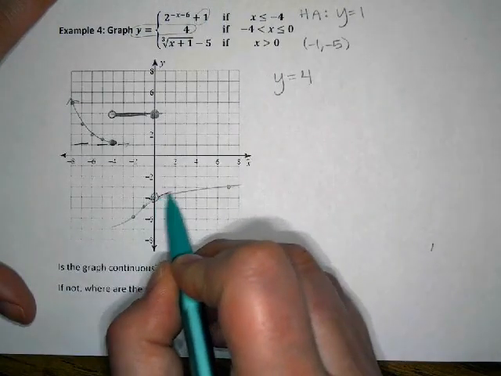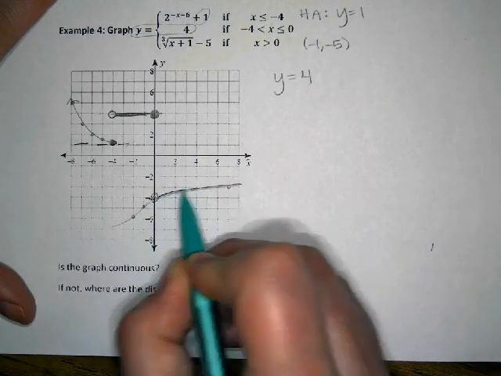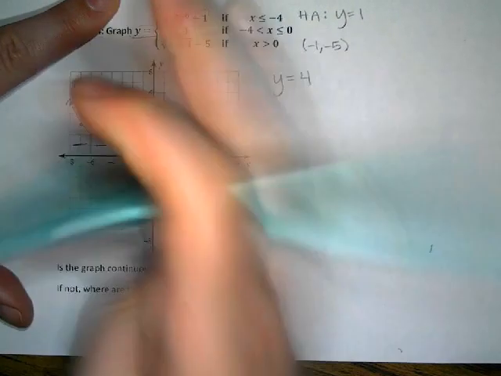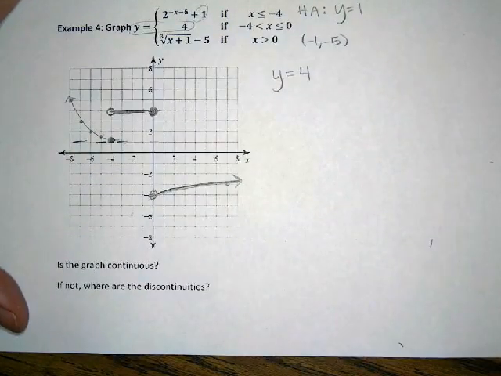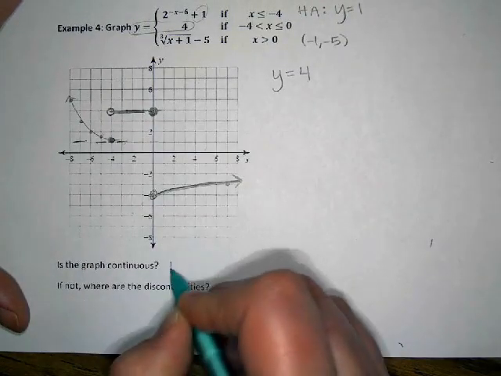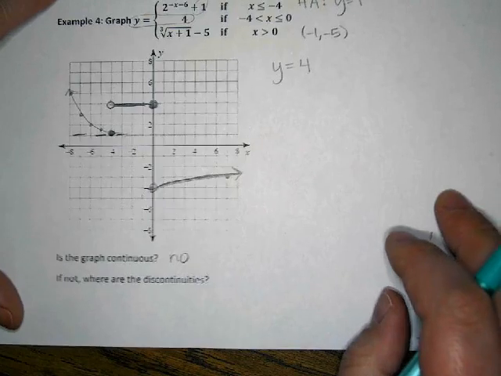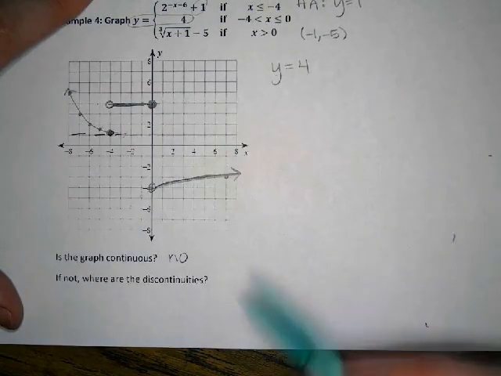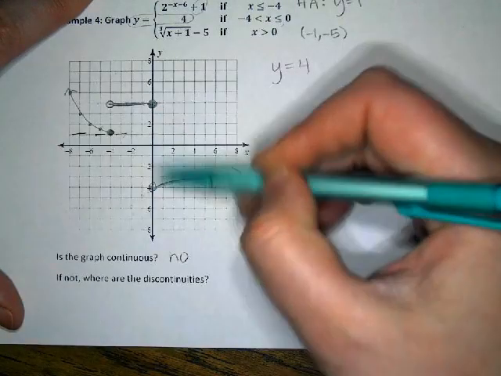Is the graph continuous? No, definitely not. Jumps twice. What x values make the gaps happen? 0, so right here, that's at 0, and where's this at? -4. At x equals -4 and x equals 0.